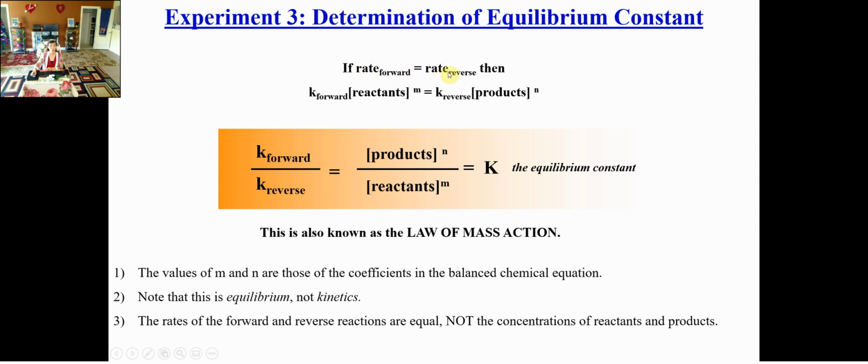If your forward reaction rate equals your reverse reaction rate, you can derive the rate law. Both rate laws are related to the rate constant and the concentration. Further, you can use the rate constant for the forward reaction divided by the rate constant for the reverse reaction to determine K. This capital K represents the equilibrium constant, equal to the concentration of your product to the power n divided by the concentration of reactant to the power m.